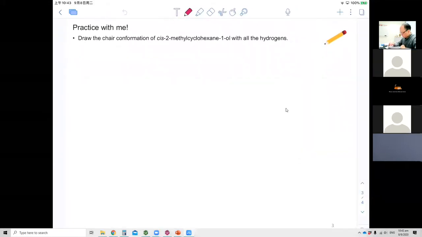So first, if you are pretty new to this, you don't need to draw the chair conformation directly. You can just see what the structure is. You can see this is a 6-membered cyclohexane, right? And it has a cis conformation with 1 methyl and it's an alcohol. Let's see, 2 methyl pointing up, and 1-ol is also pointing up because it's a cis conformation, right?